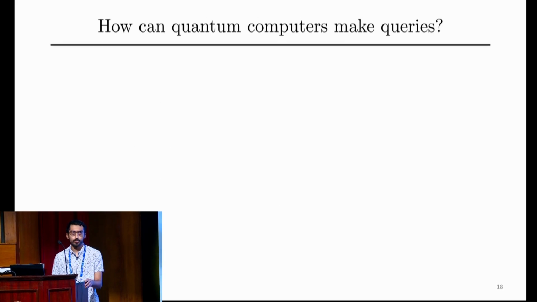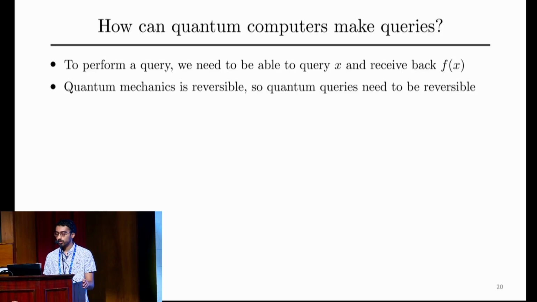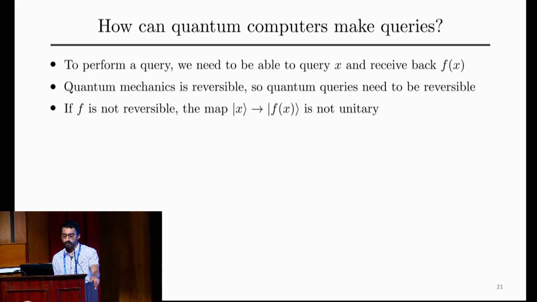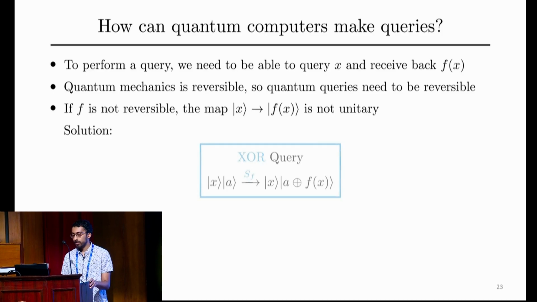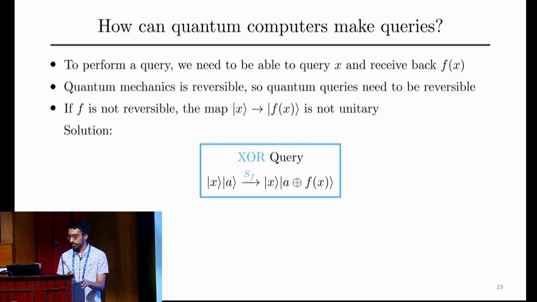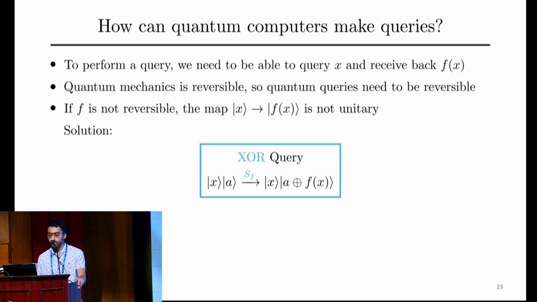So now, how can quantum computers make queries? Well, to perform a query, we need to be able to transform x to f of x within a quantum circuit. And quantum mechanics is reversible, so quantum queries need to be reversible. But this poses a problem, because if f is not reversible, then the map that maps x directly to f of x is not unitary. And so the normal way to get around this issue is something called the XOR query, where we take the output of our question and we XOR it into a second register. And this is now invertible, because if you just query again, you get back the original state.